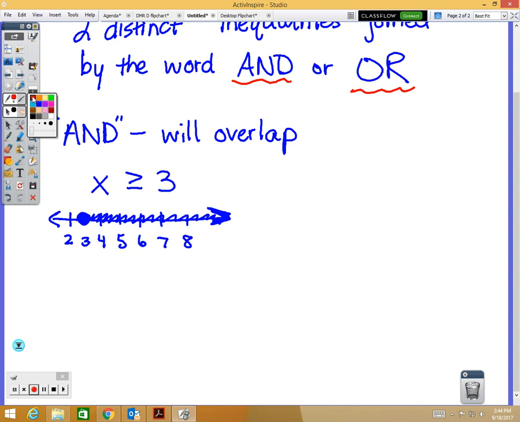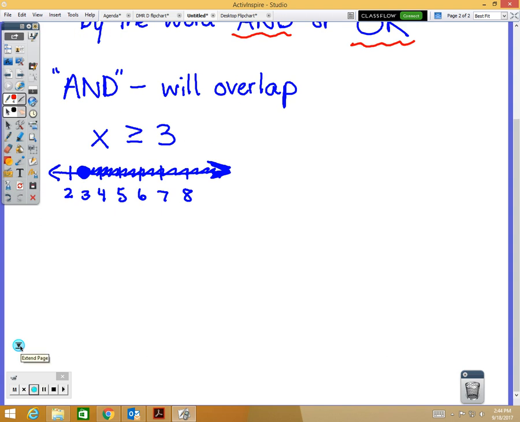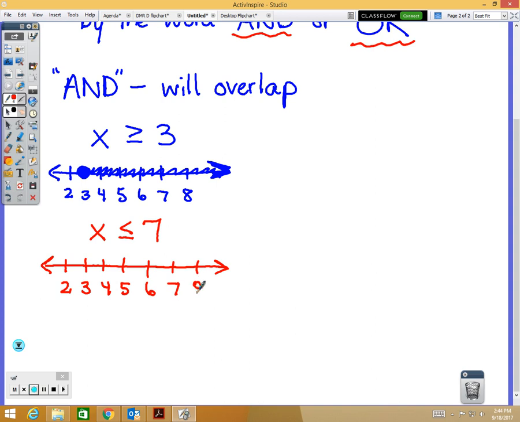If we had another inequality, so remember we're talking about two distinct inequalities. If we had another inequality, x is less than or equal to 7. So again, I'm going to make a number line with the same numbers as I have above. Would this be an open or a closed circle? Closed. And this one I would shade to the left.